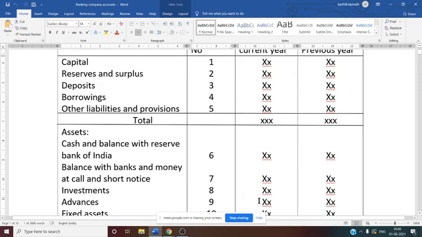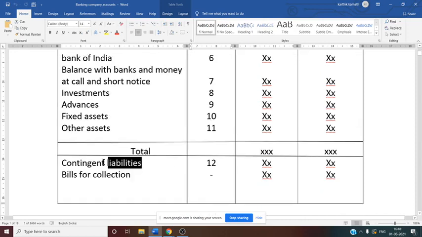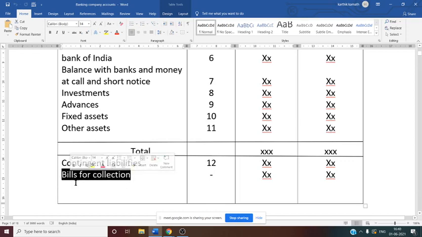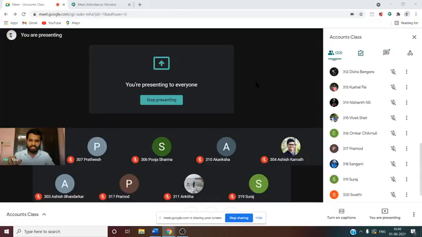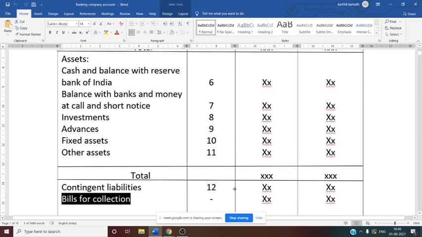Then after that, one more schedule you can consider, that is contingent liability. See this contingent liability, schedule number 12, is below the asset side total. That is very important, below the asset side total. Then bills for collection is there, right? That is nothing but a footnote to the balance sheet. For that there is no schedule number, it is a dash. You can write the amount just below the balance sheet as a footnote.